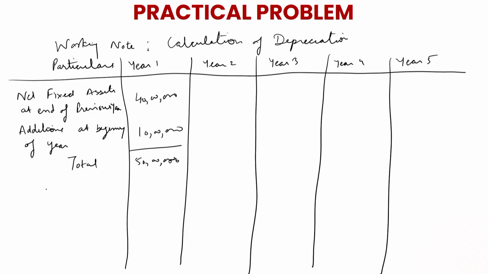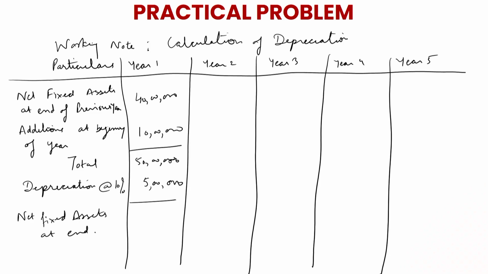As mentioned in the question, the depreciation is to be charged at the rate of 10% of 50 lakhs, which would be 5 lakh rupees. So the net fixed assets at the end of the year would be the balancing figure of 45 lakhs. As you know, it is the end figure, so it will be the figure in the next year, the opening 45 lakhs.